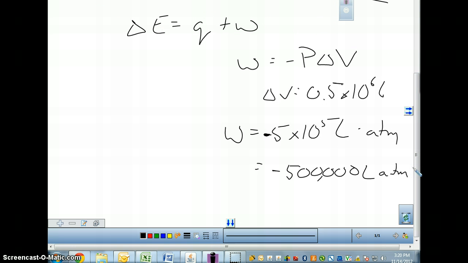So we need to take our answer that we are given in liter atmosphere and go ahead and multiply it by 101.3 joules per liter atmosphere. When we do this, we get an answer of negative 5, 1, followed by 6 zeros. 5, 6. So we get negative 51 million joules. That's how much energy is lost due to work in this problem.